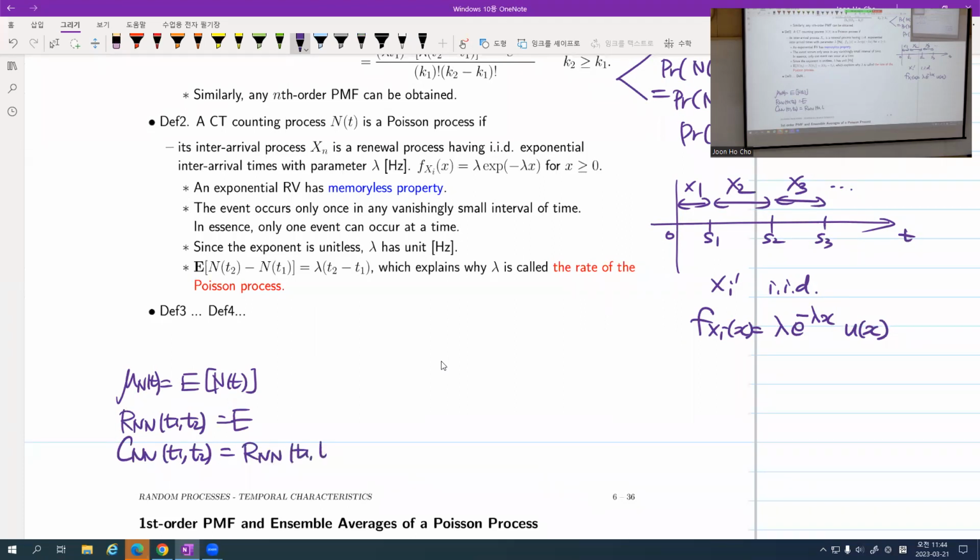By the way, anybody? Here we must have what? Mu sub n of t1 times mu sub n of t2. Okay.